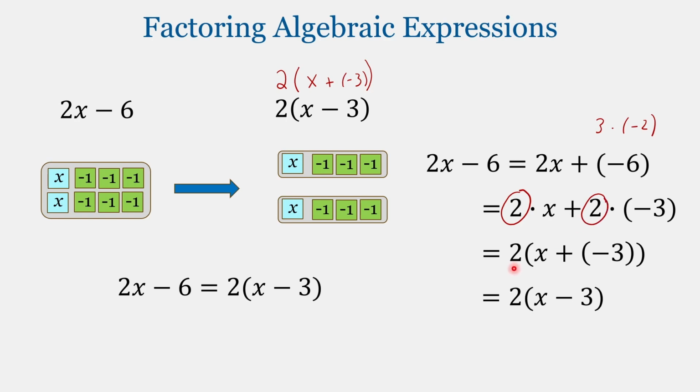So 2 is a common factor. It's the only factor in this case, so it is our greatest common factor. So we use the distributive property to factor out the 2. That leaves us with x plus negative 3. We then convert this to subtraction, and we have 2 times the quantity x minus 3.